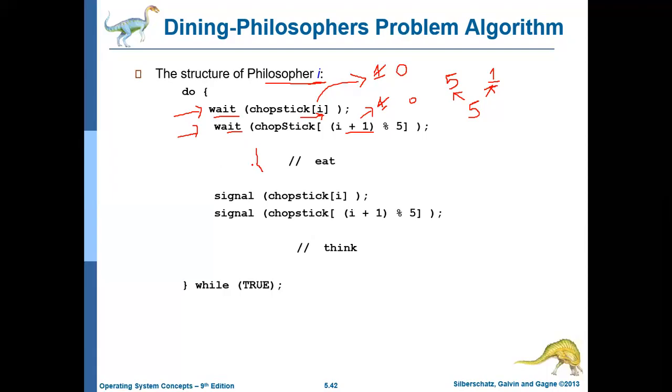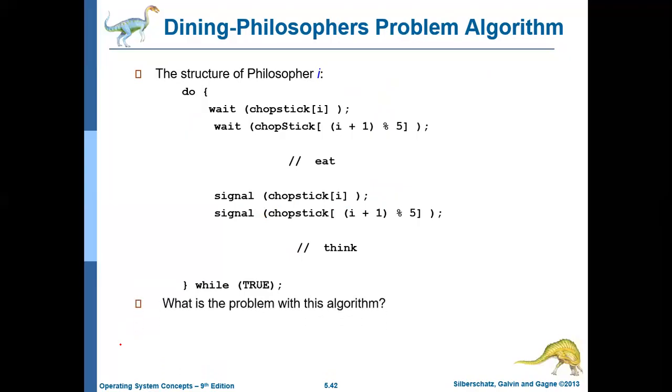After that, he should release both chopsticks. So he signals chopstick of I. As long as he is eating, chopstick of I will be 1 and chopstick of I plus 1 also will be 1. So when he signals, chopstick of I will become 0. When he calls signal on chopstick of I plus 1 modulo 5, then the next chopstick also will become 0. Okay, then he comes out of the critical section and he starts thinking. Because these are the two tasks he does: either he thinks or he eats. Okay. So this is how the solution to the critical section problem is given.